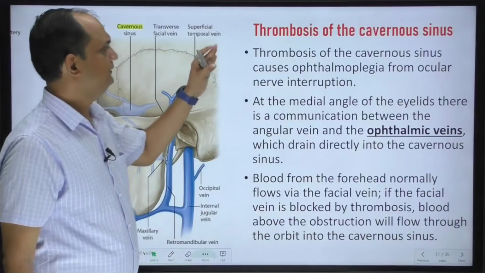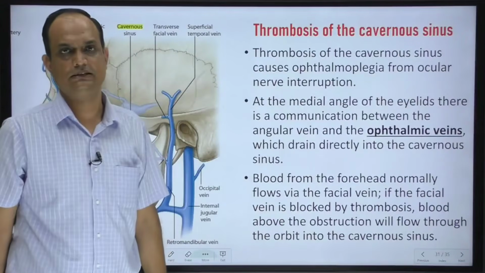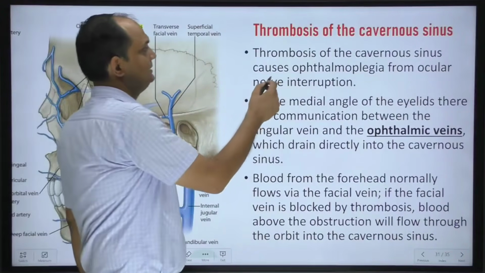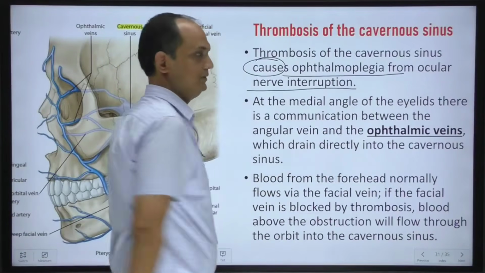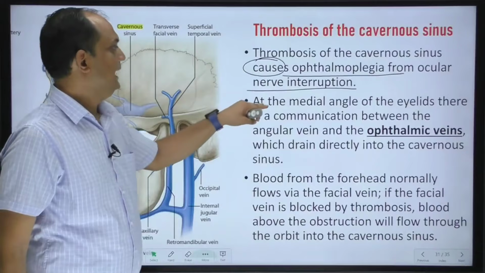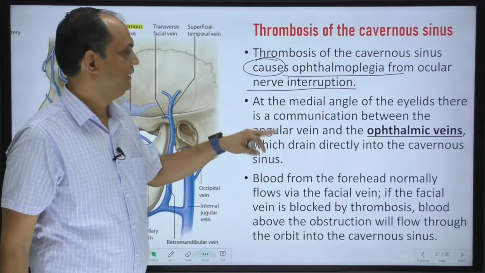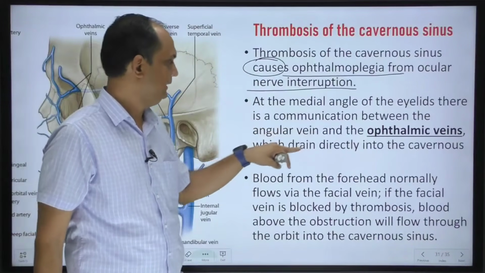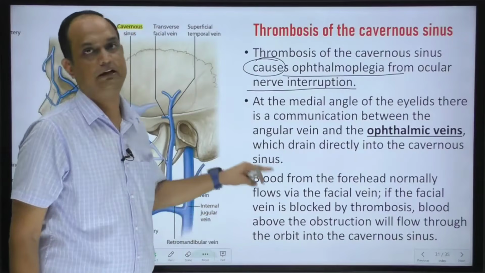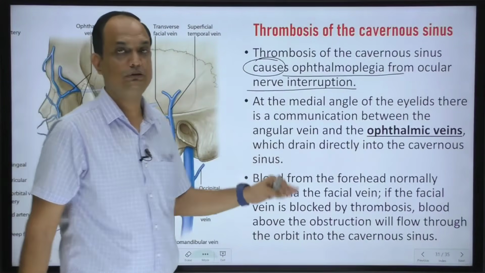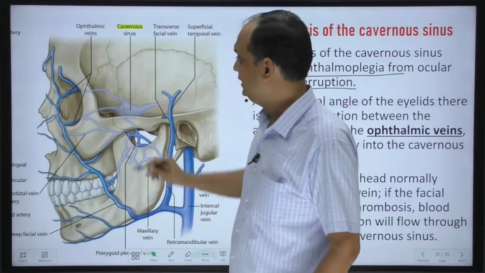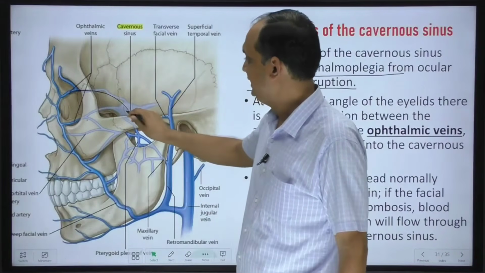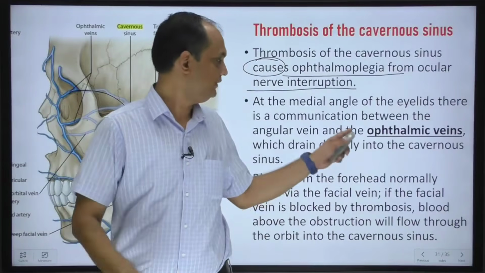Now what is thrombosis of the cavernous sinus? Thrombosis of the cavernous sinus causes ophthalmoplegia from ocular nerve interruption. Okay, that I told you. At the medial angle of the eyelid, there is a communication between the angular vein and the ophthalmic vein, which drains directly into the cavernous sinus. I just told you that the superior ophthalmic vein drains directly into this sinus through the superior orbital fissure.